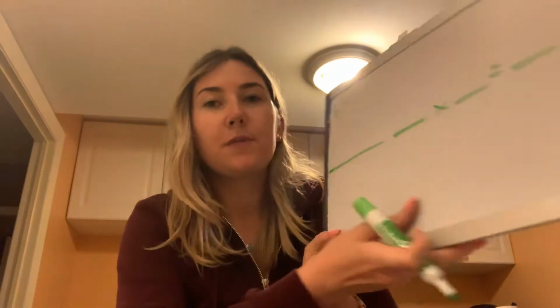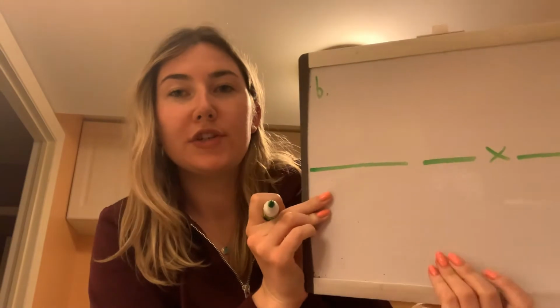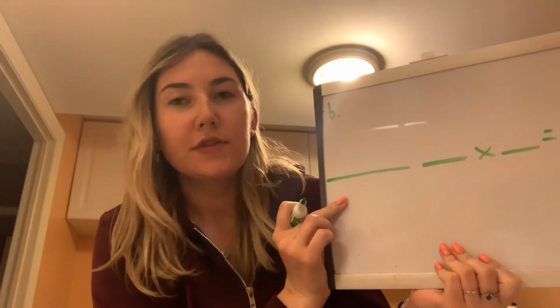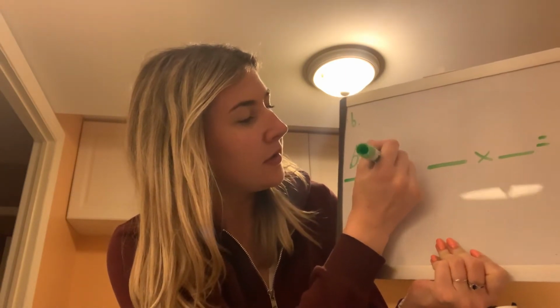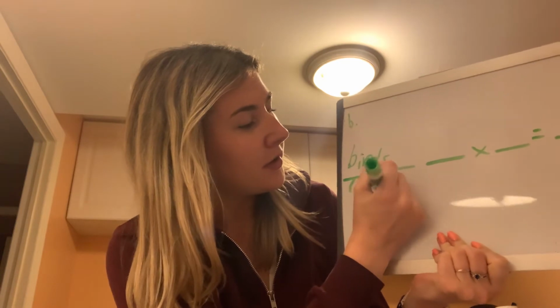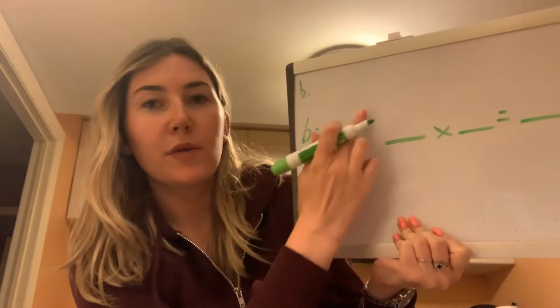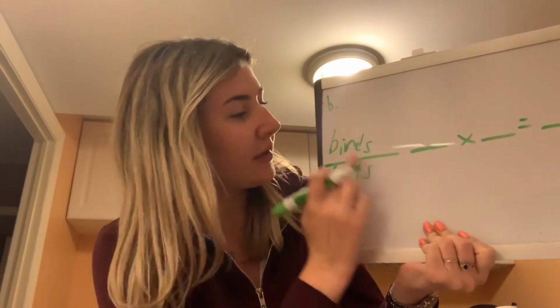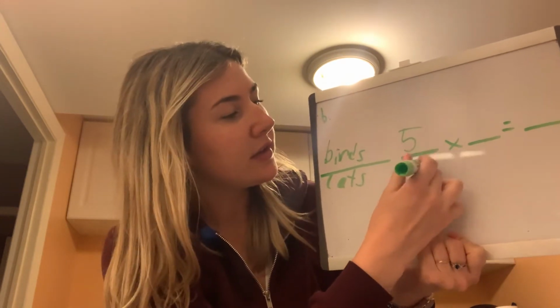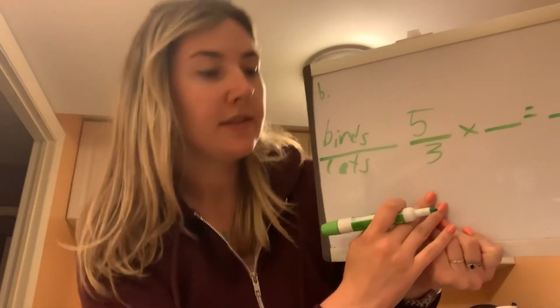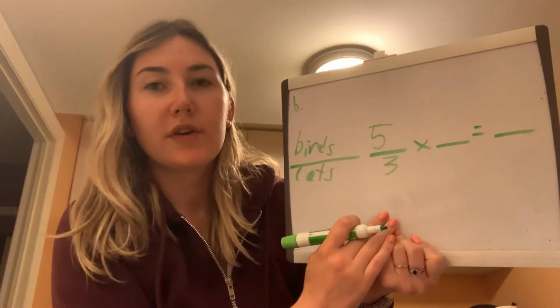So the question is, there are 5 birds for every 3 cats. How many cats are there if there are 25 birds? The first thing we need to do is fill in and make our ratio. It says there are 5 birds for every 3 cats. So birds will be our top term and cats will be our bottom term. We have to look at there are 5 birds, so that will be our top number, and there are 3 cats.